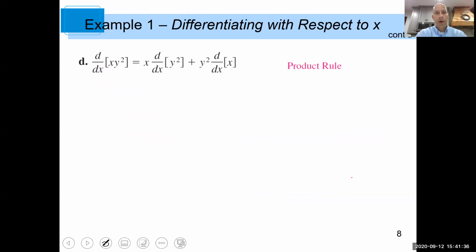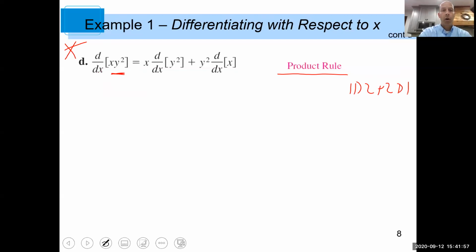Final simple example here I want to show you. This one's probably the one, if I was going to ask you to star one, it would be this one. And that is, what do we do when we have x times y squared and we want to find the derivative? Well, we have to do the product rule, which if you recall our mnemonic device, it's 1d2 plus 2d1.